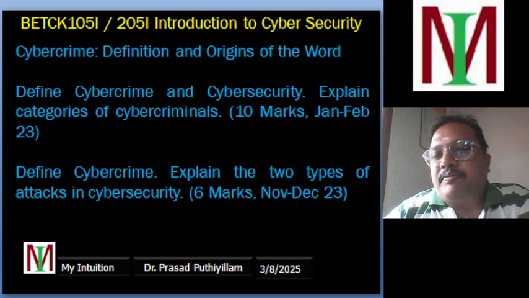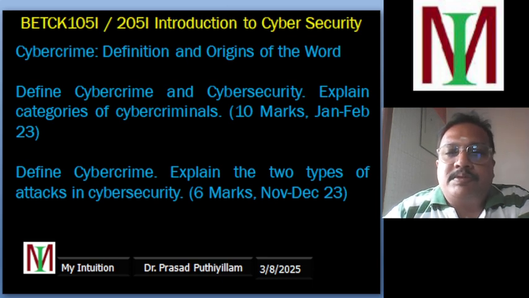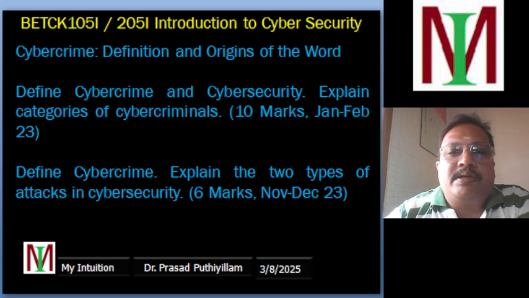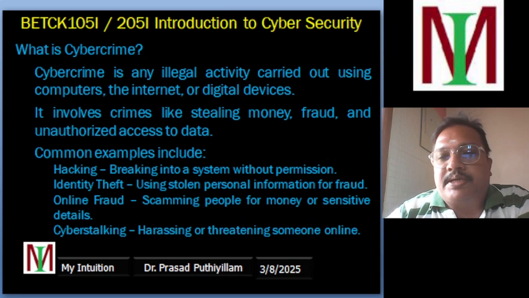The question bank and the prescribed textbook are referred to. Topic 1 of module 1 is the definition and origins of the words which are used in cyber security or cyber crime. The question is: define cybercrime and cybersecurity, explain categories of cybercriminals, which was asked for 10 marks in the January-February 2023 question paper. Or define cybercrime, explain the two types of attacks in cybersecurity. Again, asked for 6 marks in the November-December 2023 exams.